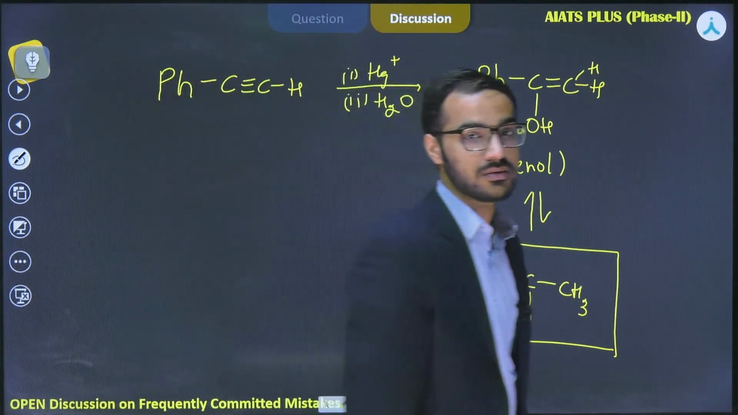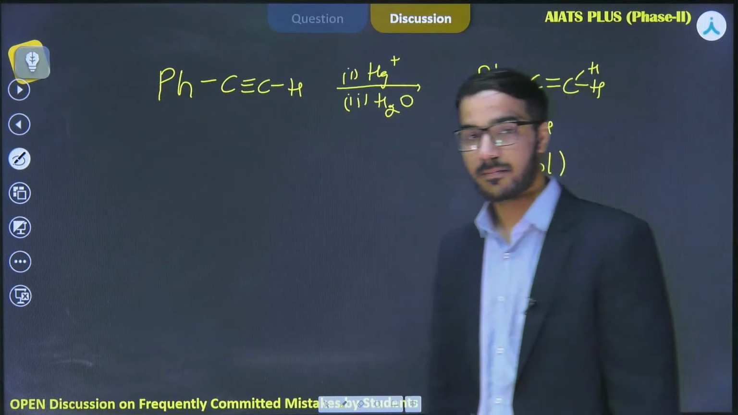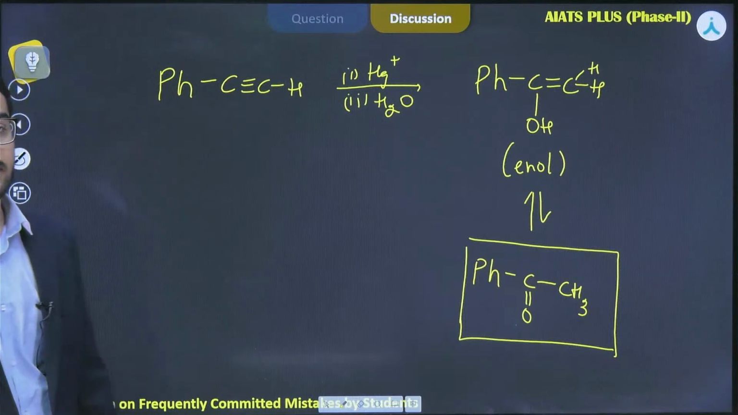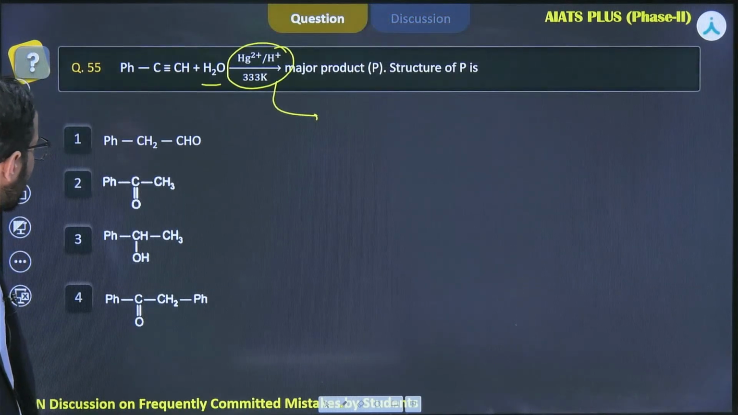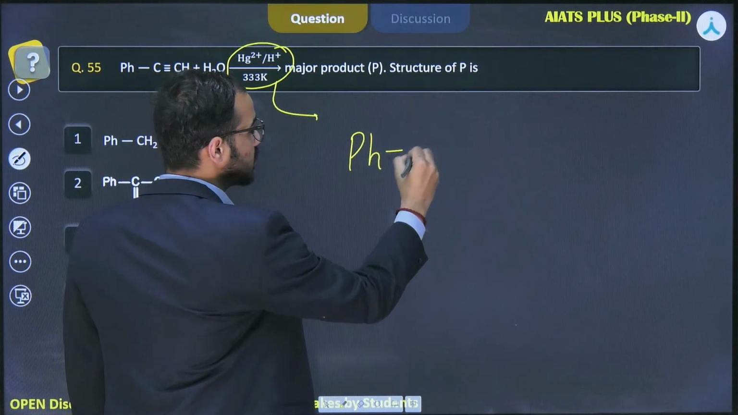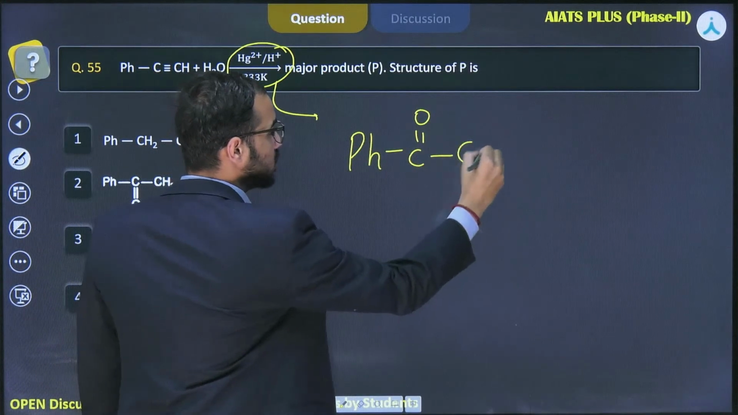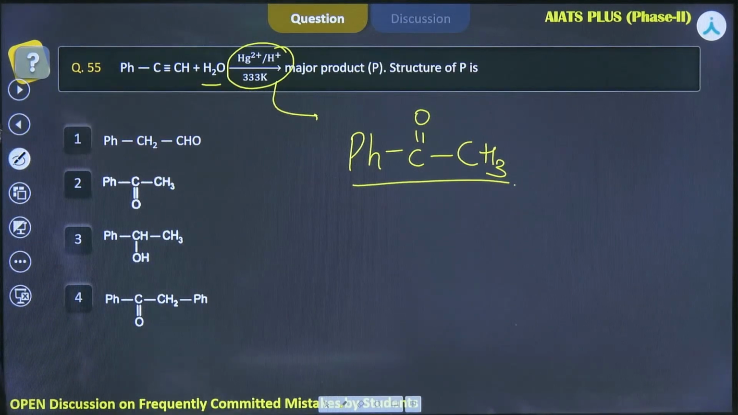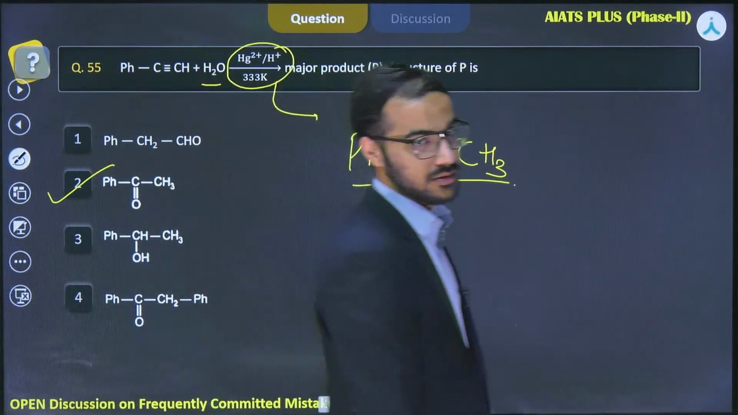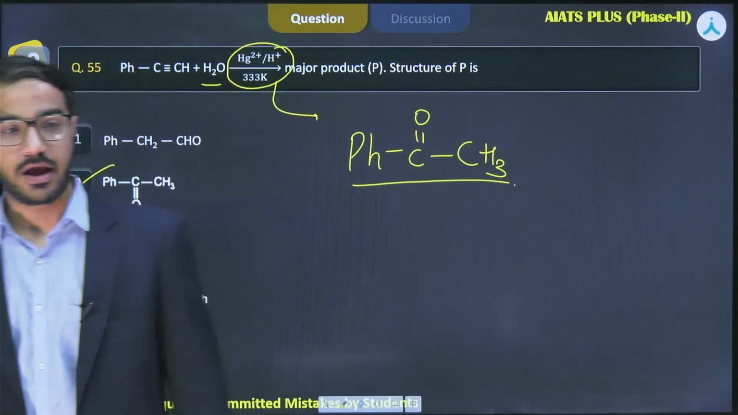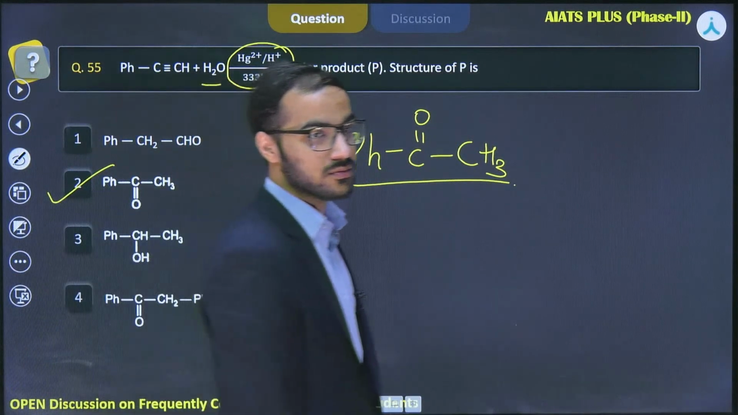Is it clear? Is it clear, you guys? Okay, let us check which option correlates. The product of this question is Ph-C(=O)-CH3. This is the final product of the reaction. So from our opinion, option 2 must be the correct answer. I hope this is clear to you all.